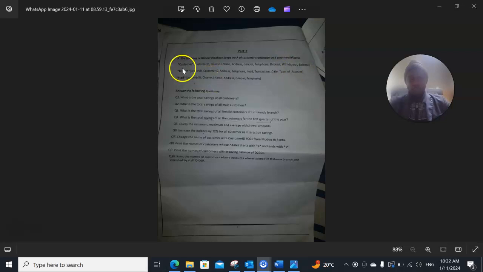Now when you look at the branch table, we have the branch ID. This branch ID also is the unique identification of the branch, the primary key of the branch. That's why we said previously, every table must have a unique identification, that is a primary key.